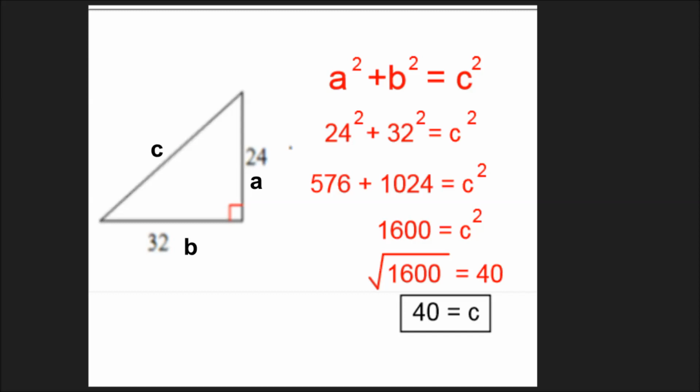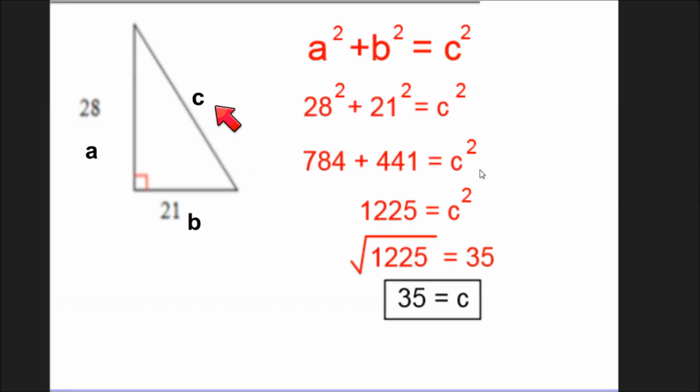Let's look at our second one. Again, C was missing. It's opposite of our right angle. So if you put 28 as B, then it would be over in the spot where 21 is. But other than that, we should have these two numbers. 28 squared gives us 784. 21 squared gives us 441. We combine our like terms to get 1,225. Again, the inverse of squared is square root, so that's our last step, and we get 35 as our answer for C.